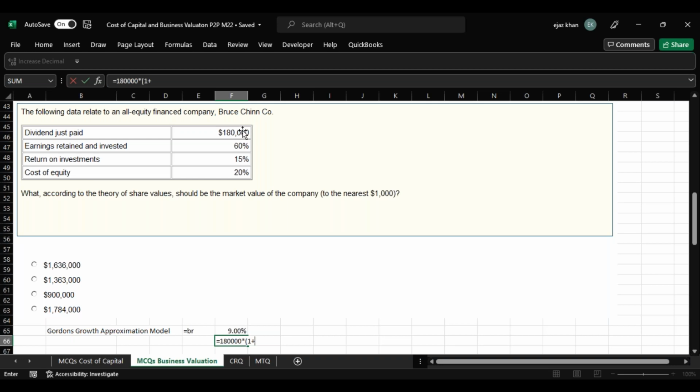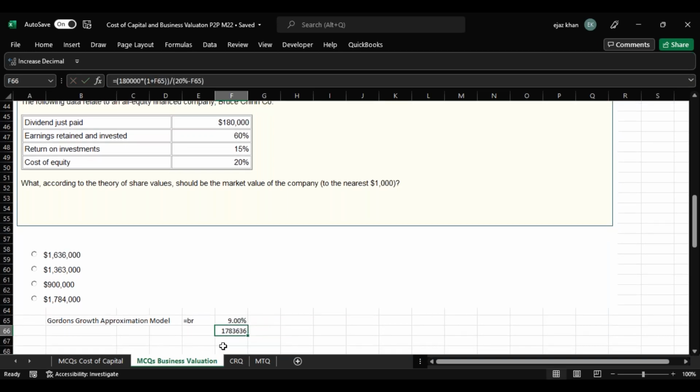Dividends into 1 plus growth, which is 9%, divided by cost of equity, which is 20%, minus the growth, 9%. That's the dividend growth model for calculating the market price per share. But since we have put total dividends, it will not be giving us per share value, it will be giving us the total value of equity. And that's 1,783,636. And if we round it off in thousands, it will be 1,784,000. That's the answer.